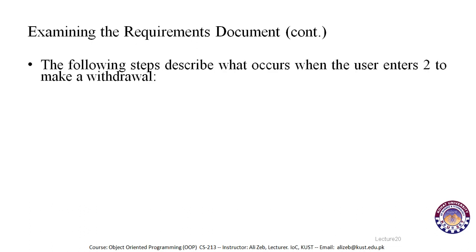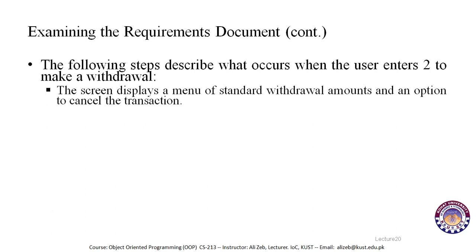The following steps describe what occurs when the user enters 2 to make a withdrawal. The screen displays a menu of standard withdrawal amounts and an option to cancel the transaction. If you have used an ATM machine, you would have seen that when we enter our PIN code, we are provided with a menu to choose from. When we choose a menu, for example, withdrawal from the ATM, we are given certain options to choose from, and that includes the different amounts that we can withdraw from the ATM.